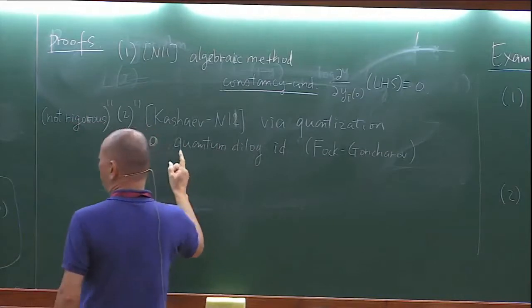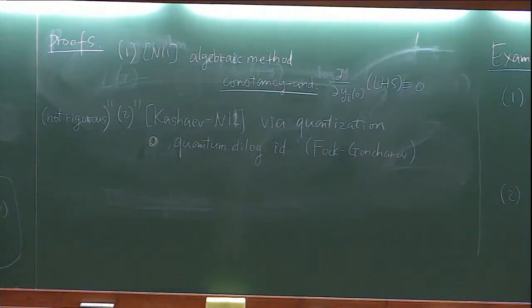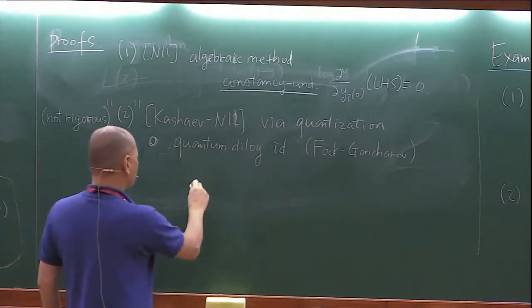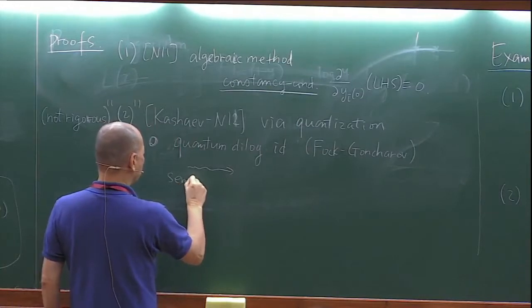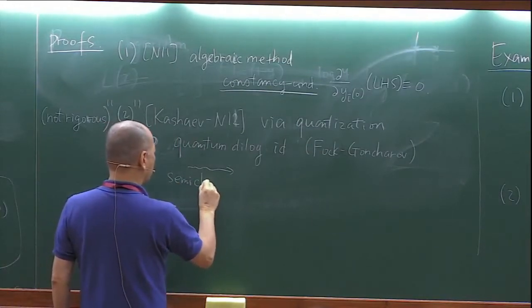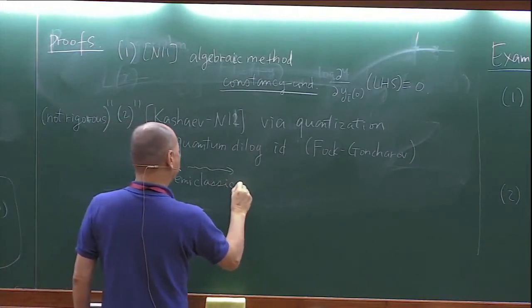Now, I want to derive this identity from the quantum one. That is not a simple thing. You have to do what is called semi-classical analysis. So the semi-classical limit.